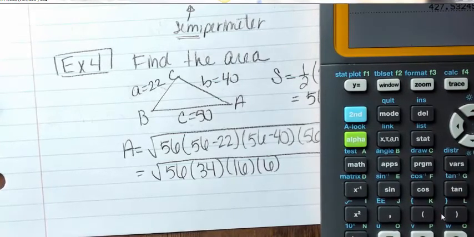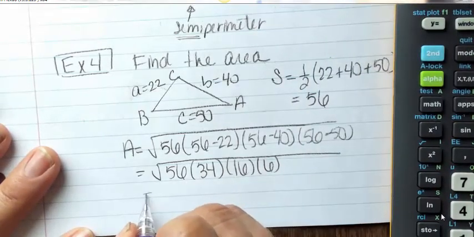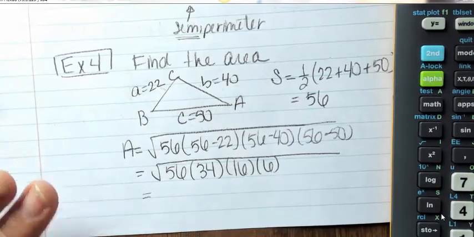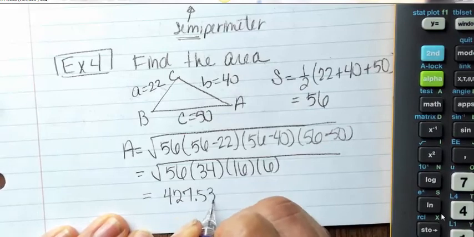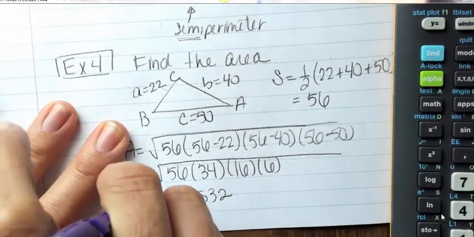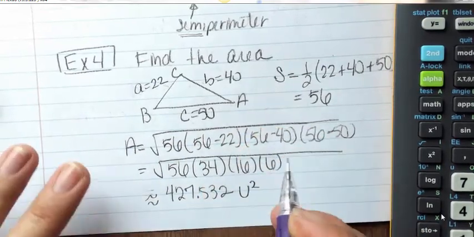And I get 427.5324. Oh, and we weren't given any units, so we'll just say units. And it's an approximation, so I should probably put that. Units squared.